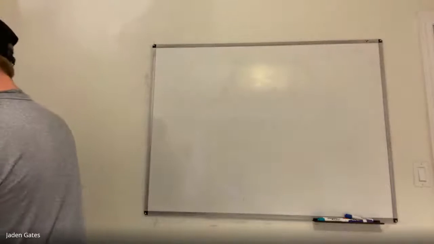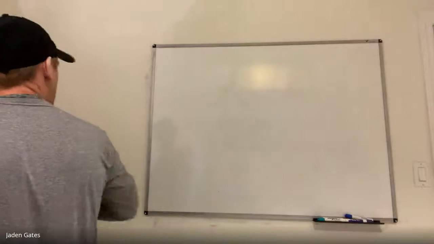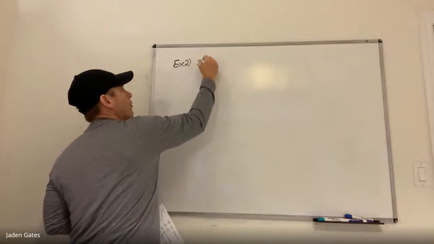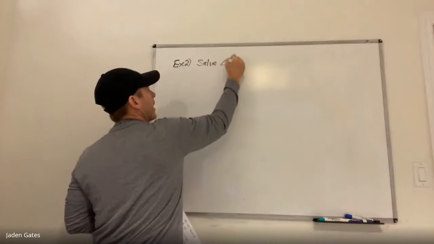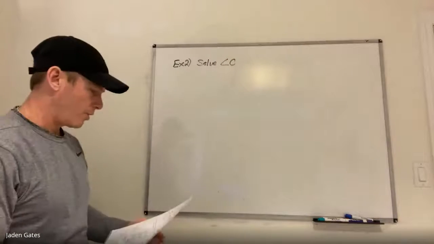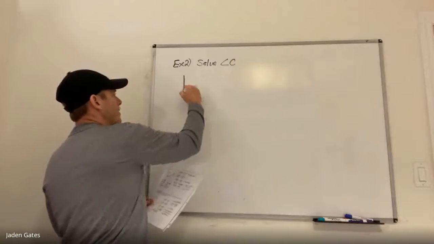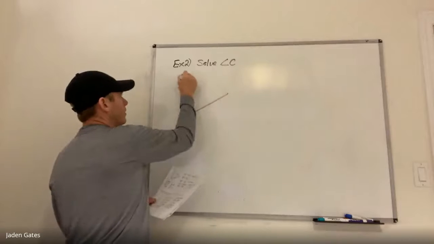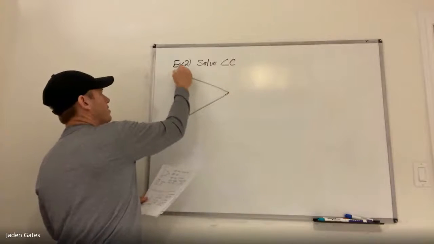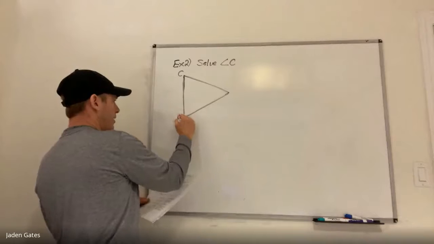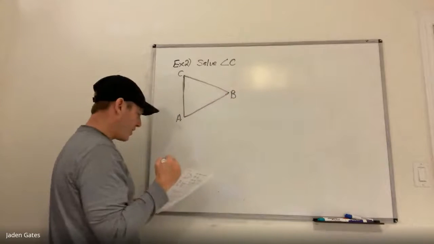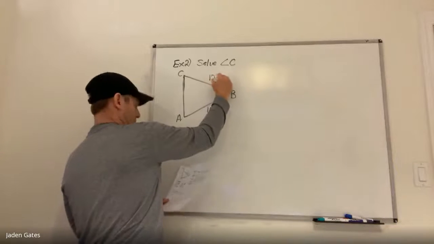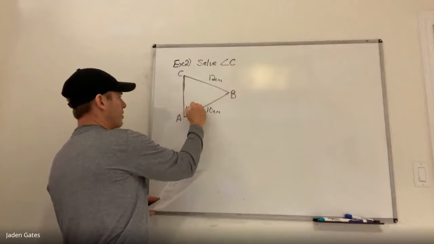So let's see here. So I'm going to solve for angle C here. So now we're solving for an angle. I solved for a side before. So I'm going to draw my triangle here. And I'm going to say C is right there. Here's our A. Here's my vertex B. 10 centimeters here, 12 here. And let's see here, 40 down here.